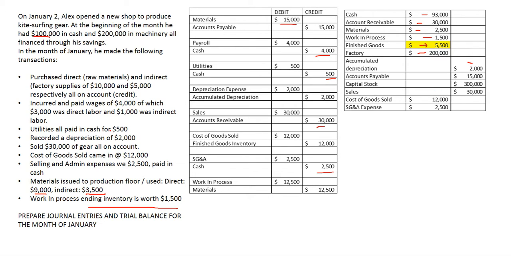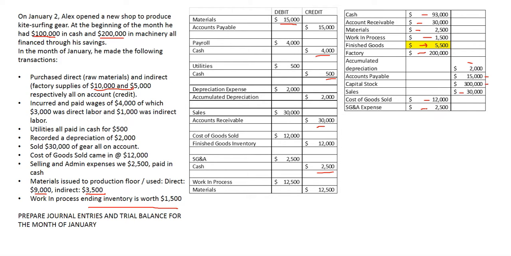Accounts payable, remember, we bought all these materials, indirect, factory supplies, and raw materials on account, on credit, so there's accounts payable. Capital stock is what we started with, so we had at the beginning $100,000 in cash and $200,000 worth of machinery, all paid from savings, so all equity, there is no debt financing. And then sales, we were told it was $30,000, and cost of goods sold is $12,000.